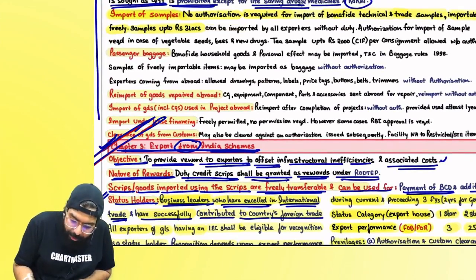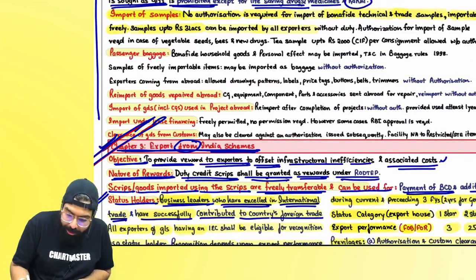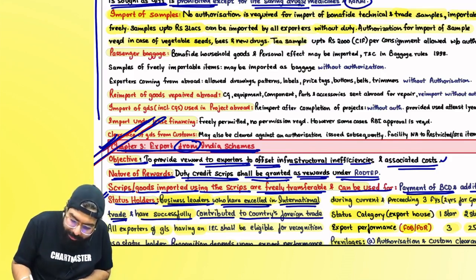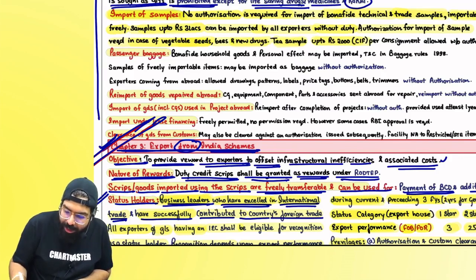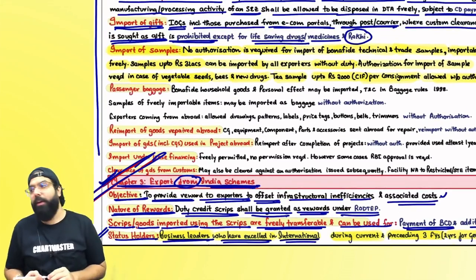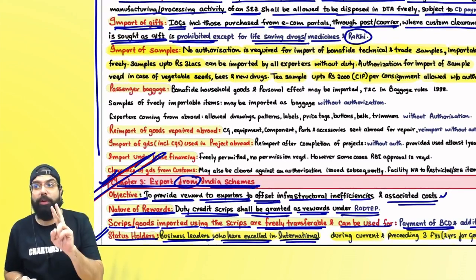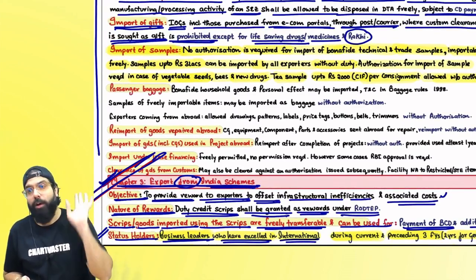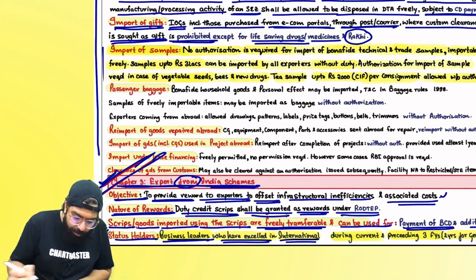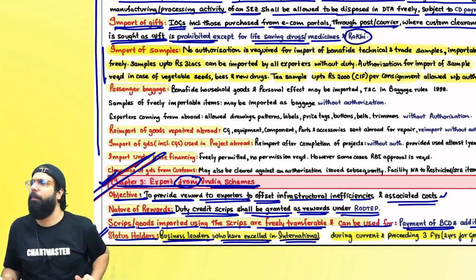Sir, 3 lakh can be imported or exported without any duty. Authorization for import of samples is required in the case of vegetables, seeds, bees and new drugs. Tea samples up to 2000 CIF per consignment are allowed without any authorization. CIF value of 2000 can be imported without any authorization. They can ask you a small question: write a note on import of samples under FTP.